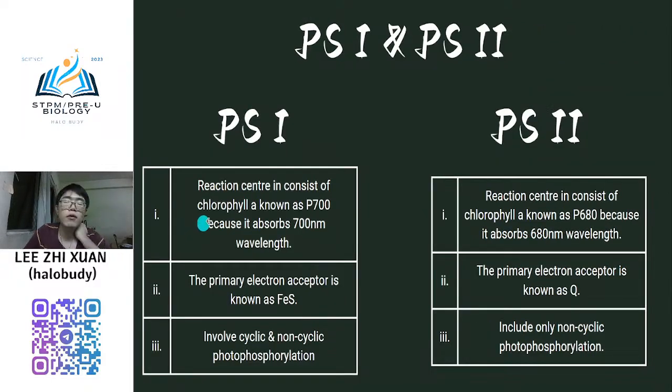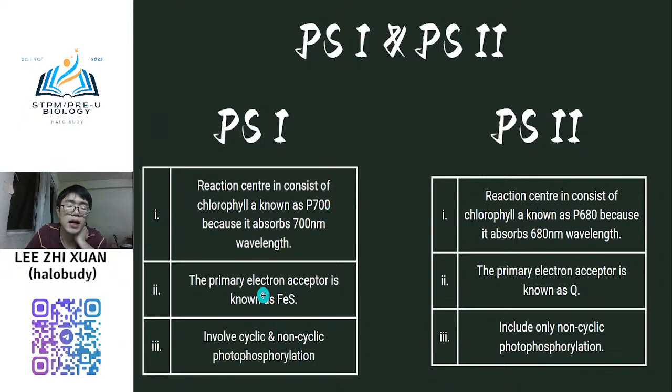Normally in photosynthesis, the light-dependent reaction, we have two types of photosystem, PS1 and PS2. So what are their differences? The difference is the absorption of the light. The absorption wavelength of PS1 is 700, so it is known as P700. Meaning the light absorption for PS1 is at 700 nanometers, but PS2 can absorb 680 nanometers. So this is the key difference.